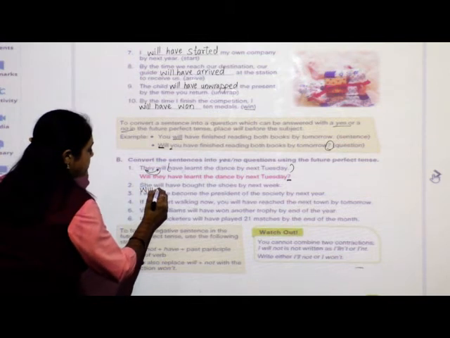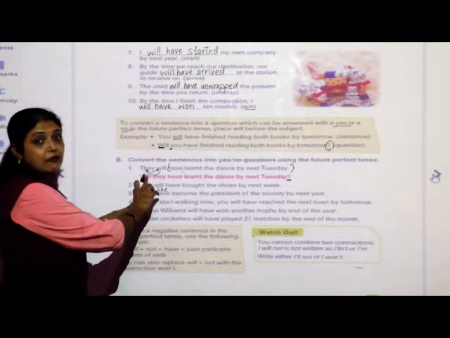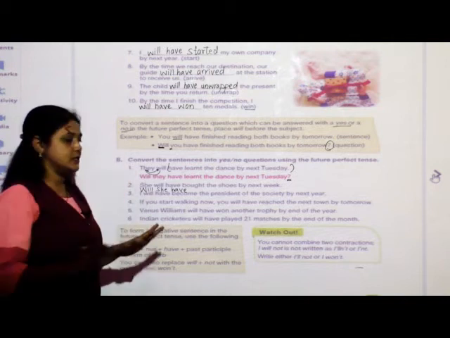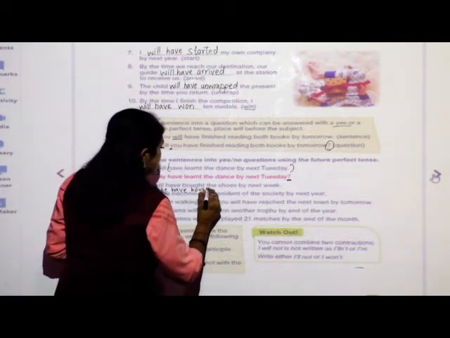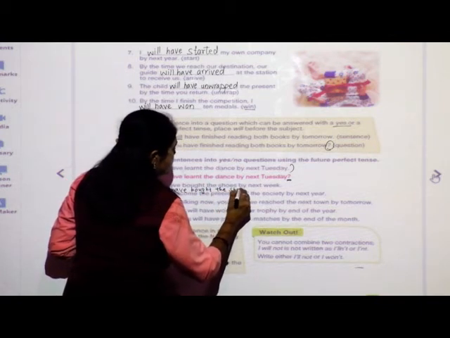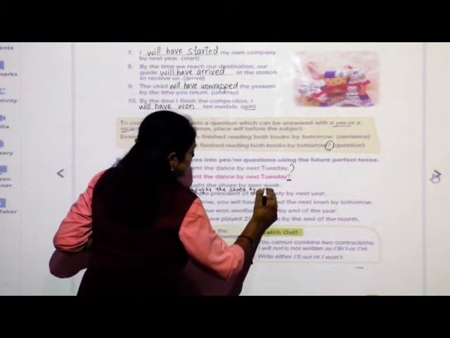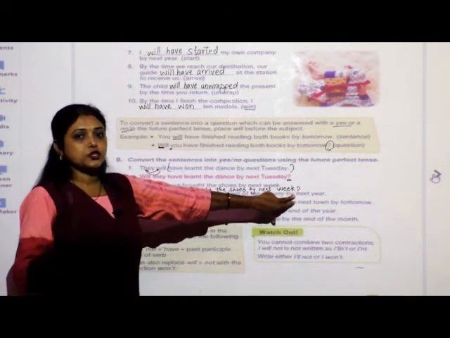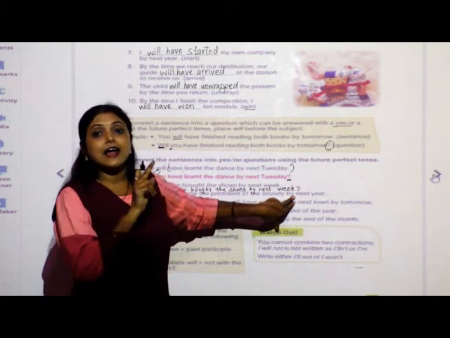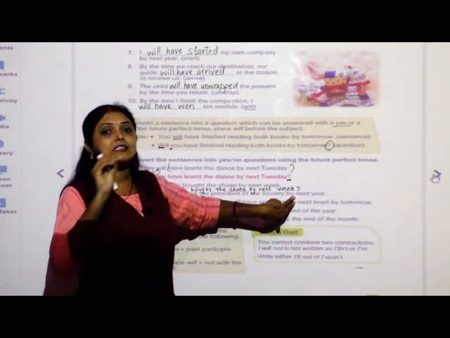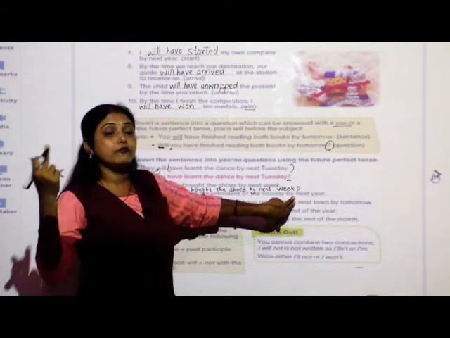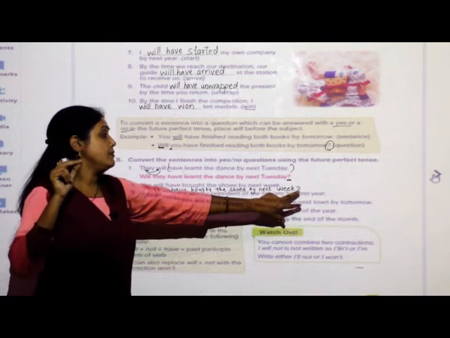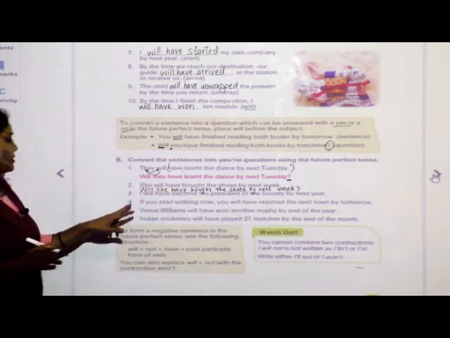Will she, see, W will be capital and for "she" S will be small. Will she have, the remaining you have to copy as it is. Will she have bought the, see students, I am not having space here, so I am writing so tiny, next week, okay, and a question mark. If you don't put a question mark, then it will not be considered a question, because every question ends with a question mark. If it is a full stop, we will consider that it is a statement or sentence, okay. So you have to add a question mark at the end of the sentence or statement.